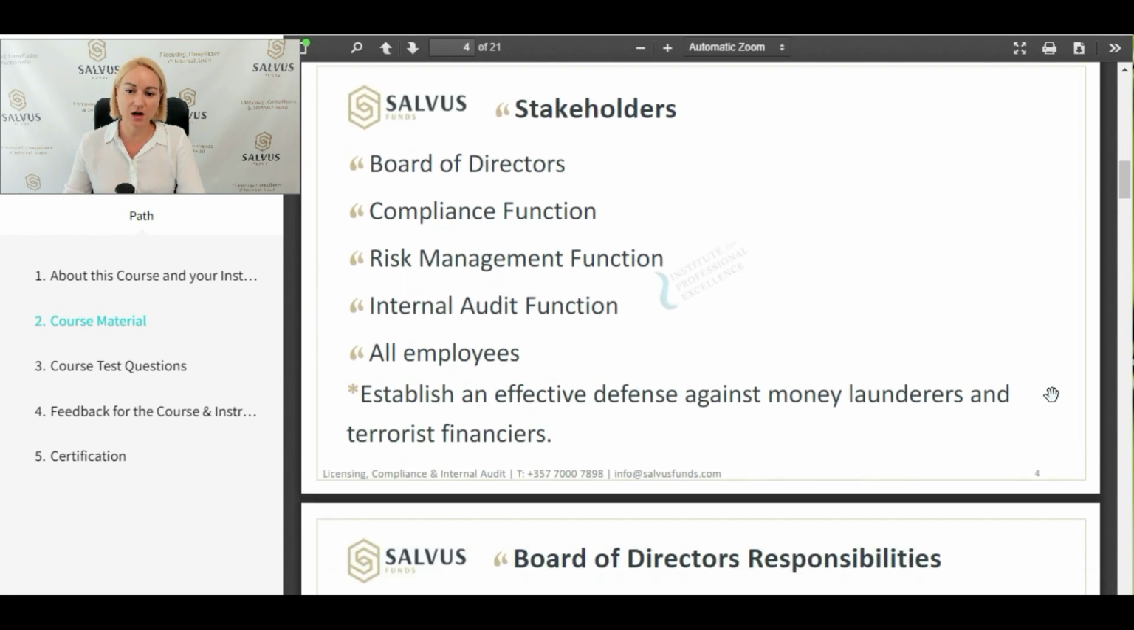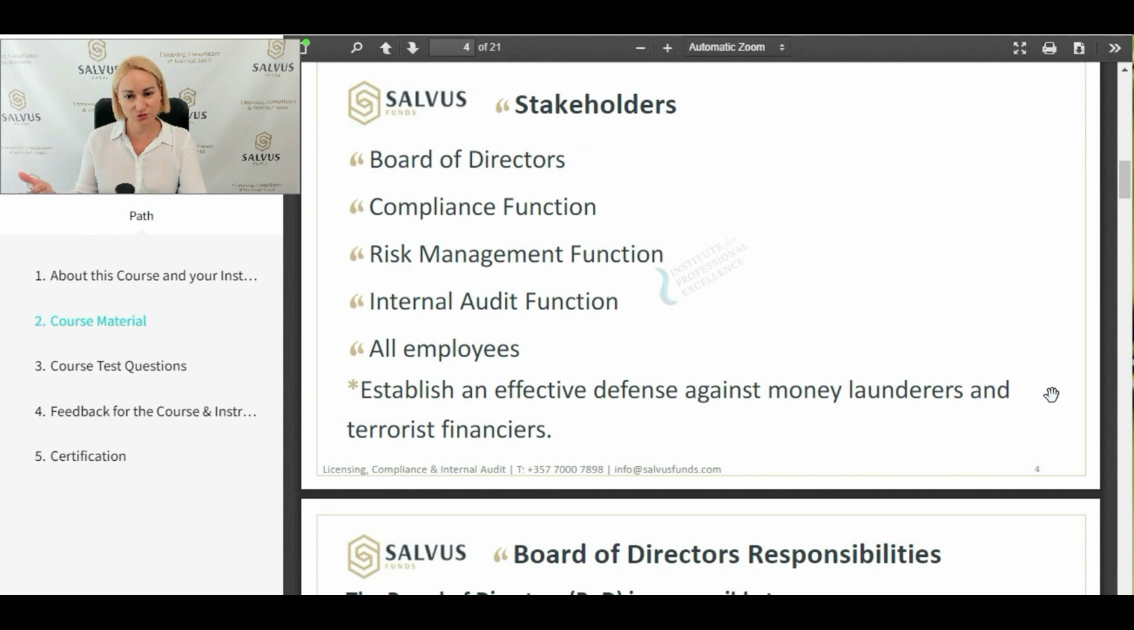Stakeholders involved, we have pretty much everyone. Board of directors, compliance function, risk management function, internal audit, all employees of the firm. And we consider that all employees of the firm establish an effective defense against money launderers and terrorist financing. Why? Because everyone has a specific role in order to review, in order to oversee, in order to act accordingly, in order to have a program, policies, review, monitoring, and ensure that we identify any suspicious transactions or profile of clients.